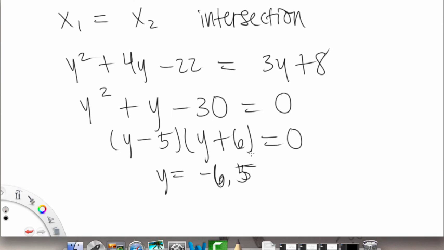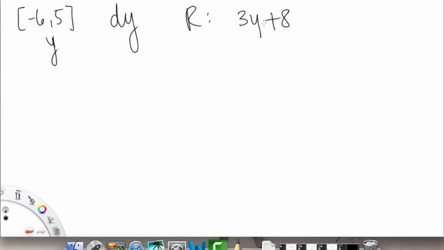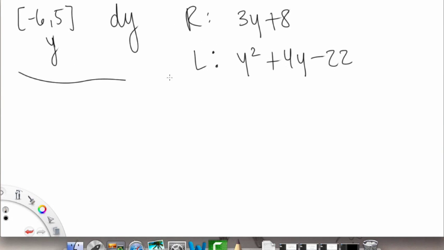So the intersection occurs both when y is equal to negative 6 and when y is equal to 5. Therefore, our interval is going to be negative 6 to 5. Those are our limits of integration along the y-axis. Now that we have that, we can utilize it. Along the y-interval, we're going to use dy. Our right function was given by 3y plus 8, and the left function is given by y squared plus 4y minus 22. Okay, so let's set up our area integral.